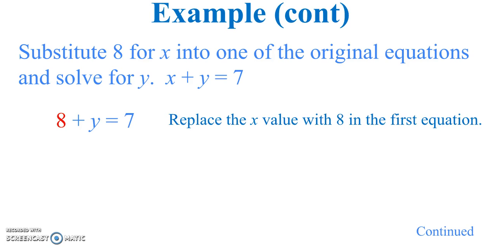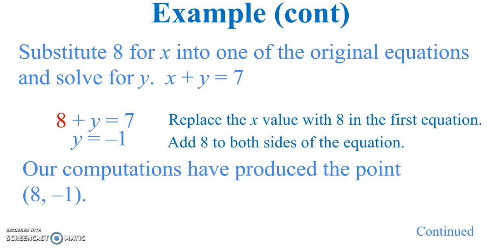So I replace the x value with 8 in the first equation. I subtract 8 from both sides and I get -1. So my ordered pair that works for both equations will be a positive 8, my y value is a -1, and I am finished.